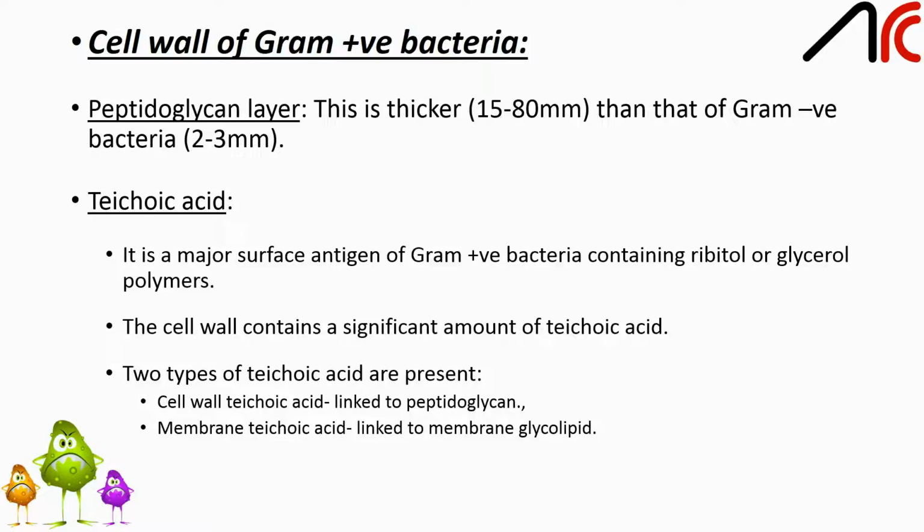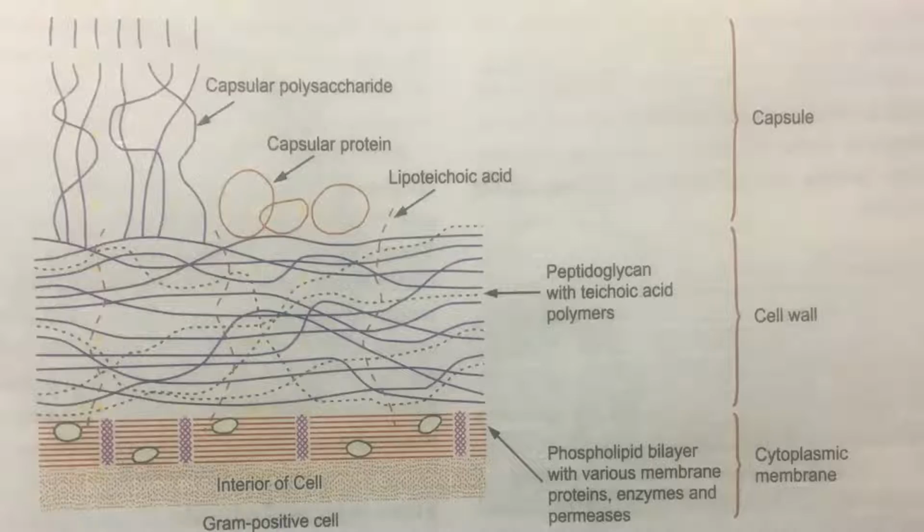The cell wall contains a significant amount of teichoic acid. Two types of teichoic acid are present: cell wall teichoic acid, which is linked to peptidoglycan, and membrane teichoic acid, which is linked to membrane glycolipid. This is the diagrammatic representation of the cell wall of gram-positive bacteria, which can be seen in three layers: capsule, cell wall, and cytoplasmic membrane.